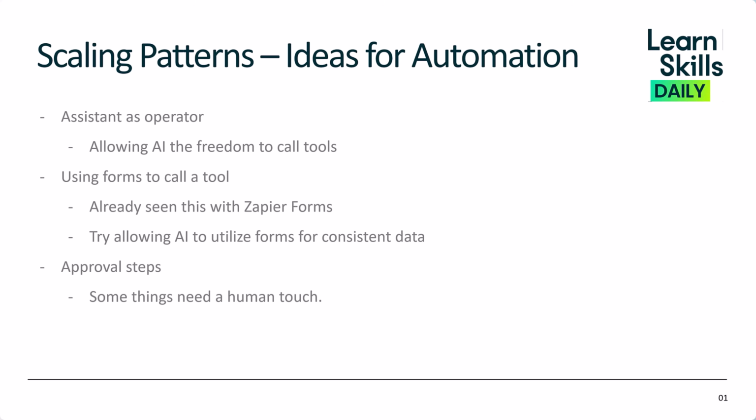And thirdly, approval steps. Sometimes things just need a human touch. You need a person to review something before AI goes into effect, before the automation goes into effect, especially if it's a high risk, high touch change. You may want a person. Explore how to use MCP in conjunction with a human being reviewing data before it hits live production.